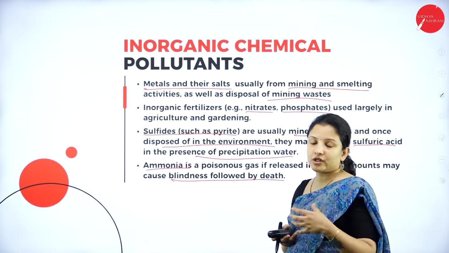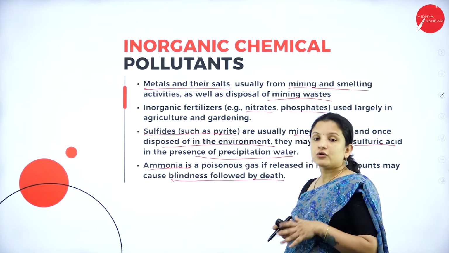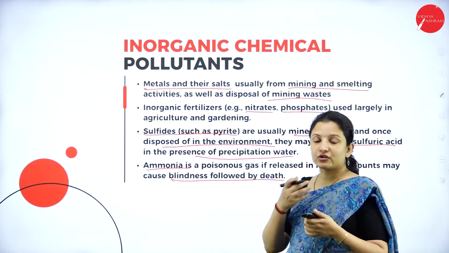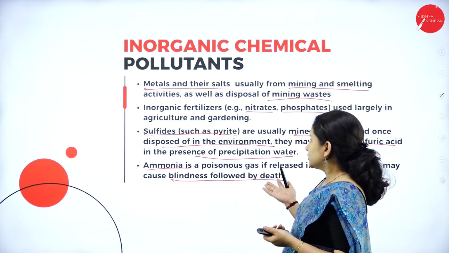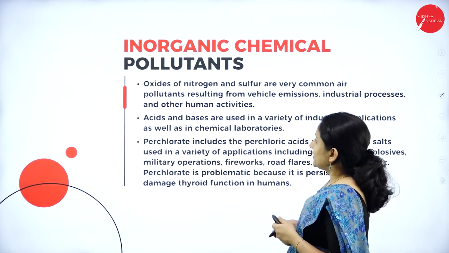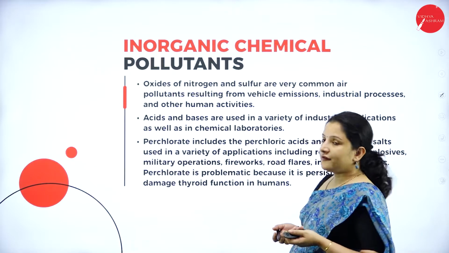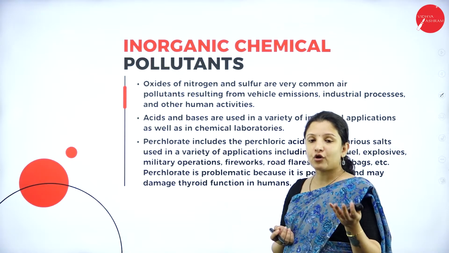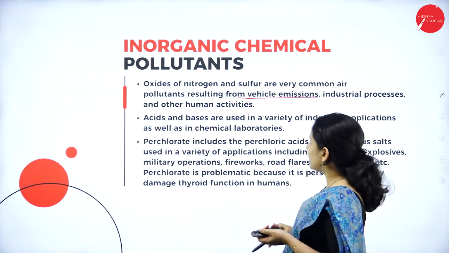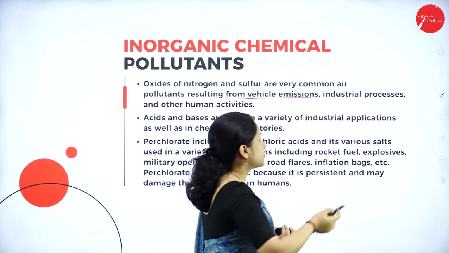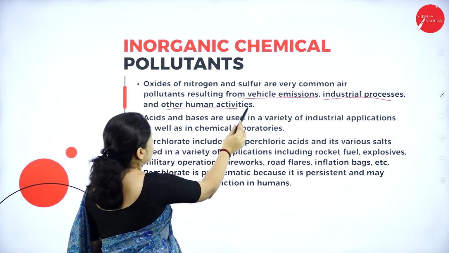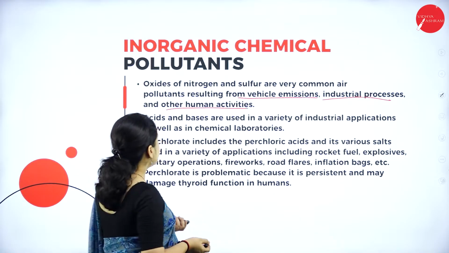The fumes of ammonia should not be inhaled on a larger scale, and it's not possible to inhale it anyway because it is quite suffocating. So ammonia is also one of the chemical pollutants. Next, oxides of nitrogen and sulfur are among the most common air pollutants. They usually come from vehicle emissions, industrial processes, and other human activities, and they can also cause chemical pollution.